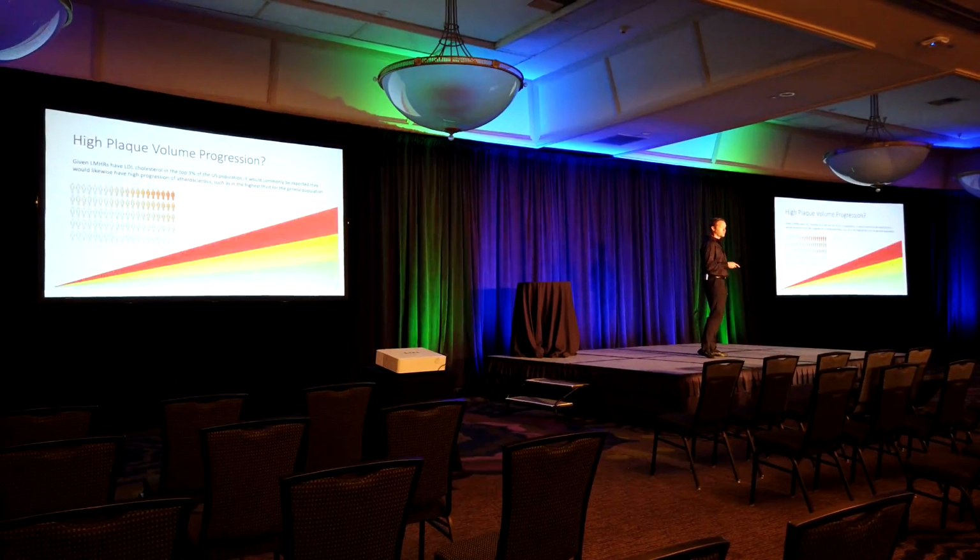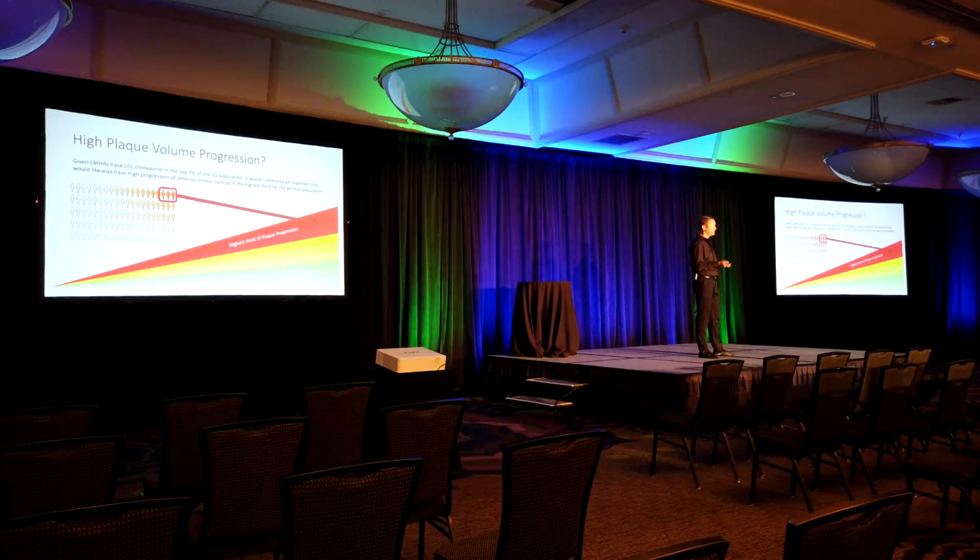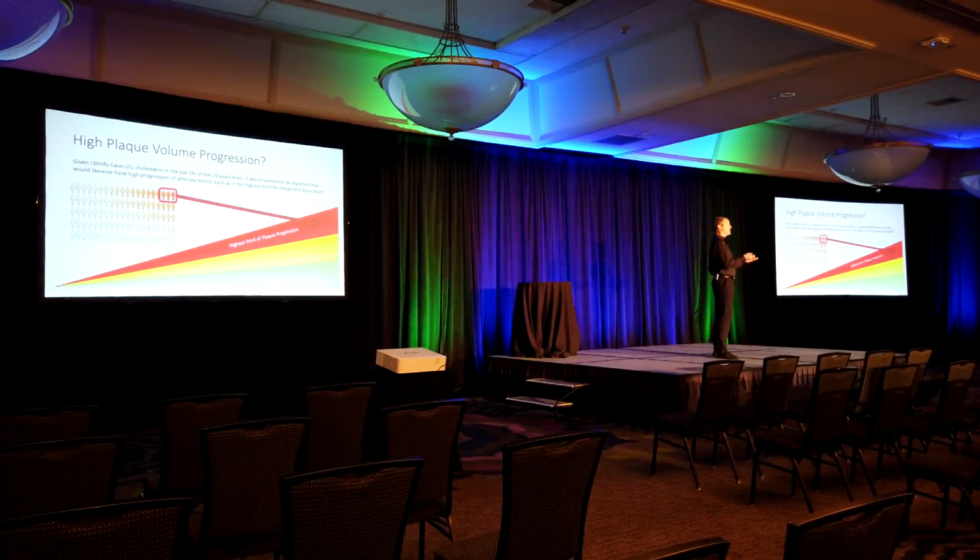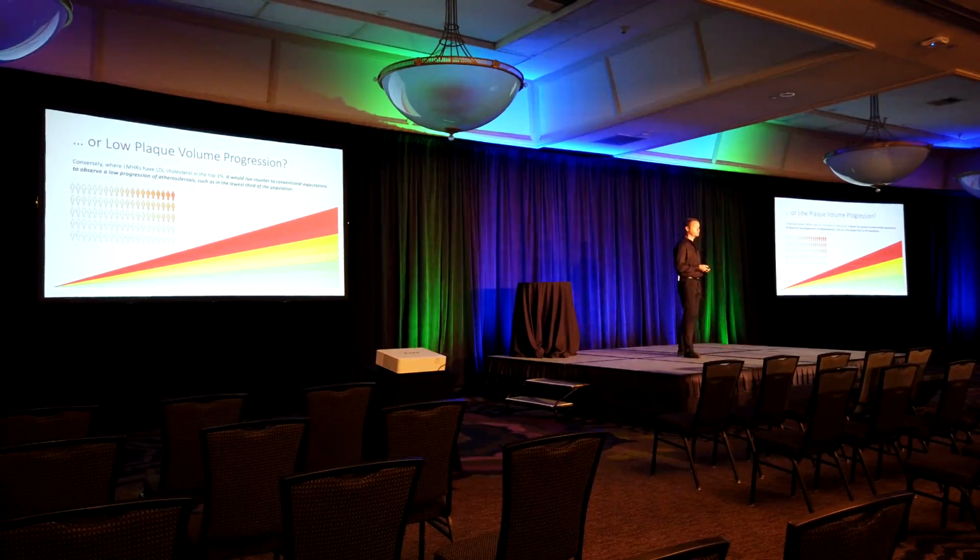So given lean mass hyperresponders have this LDL cholesterol in the top 3% of the population, it would commonly be expected that they would likewise have a high progression of atherosclerosis. Certainly that's what every doctor is telling them, such as in the highest third of the general population. And indeed, we have so much from lipidology that suggests that that's exactly what the expectation would be. Conversely, where lean mass hyperresponders have LDL cholesterol in the top 3%, it would run counter to conventional expectations to observe a low progression of atherosclerosis, such as in the lowest third of the population.